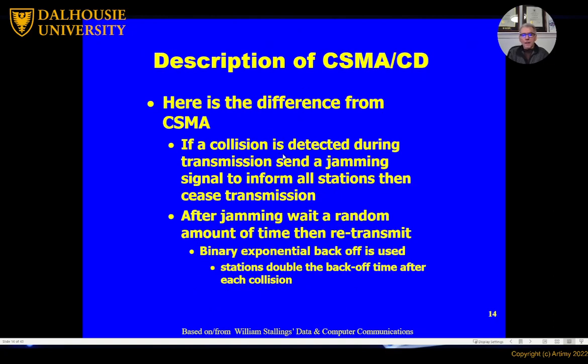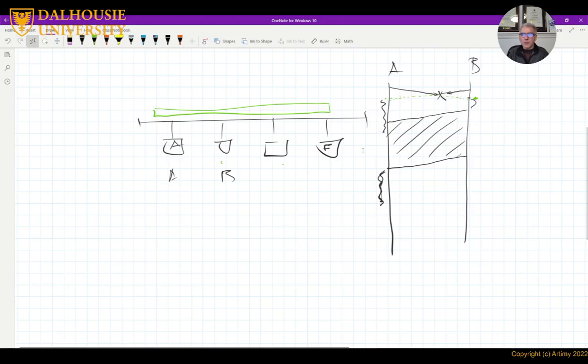As I said, there are variations of the system where the transmission happens with probability, not immediately, right? And here is the situation that explains the CD, the collision detection part. If a collision is detected during transmission, we send a jamming signal, right? This is the part that is different from what I mentioned here.